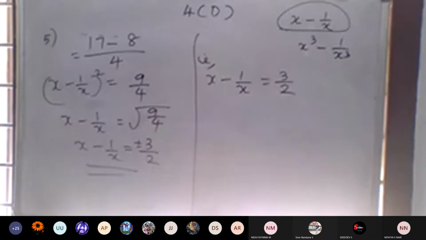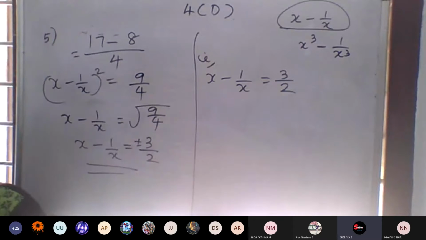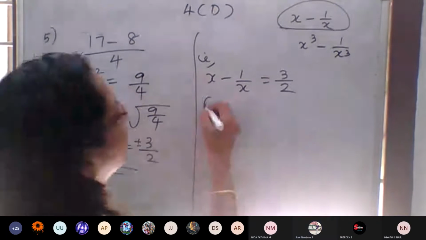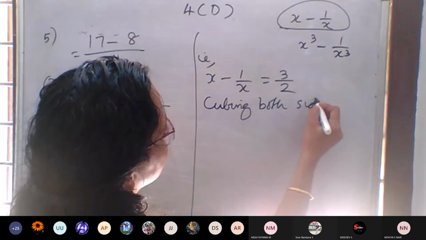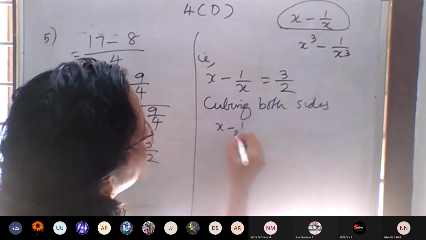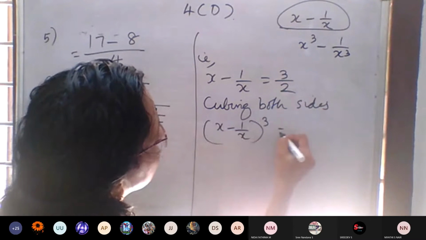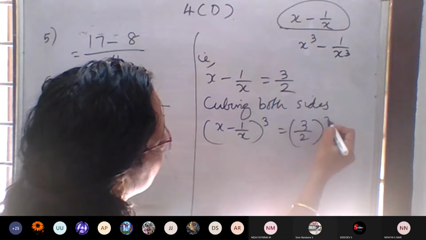Then how can we find out x cube minus 1 by x cube? Hello, are you here? Yes, ma'am. Then what? Sleeping. Cubing both sides. So x minus 1 by x the whole cube is equal to 3 by 2 the whole cube.